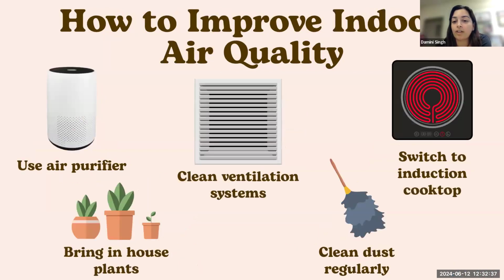There are also ways that you could improve your indoor air quality, such as using an air purifier. You could make sure to keep your ventilation systems clean. You could also switch to an induction cooktop rather than using a gas stove. You could also bring plants into your home to keep the air clean and cycle out that CO2 and those harmful pollutants that might be in there. And then you could remember to dust regularly in your house to get rid of allergens or other pollutants which may be there.